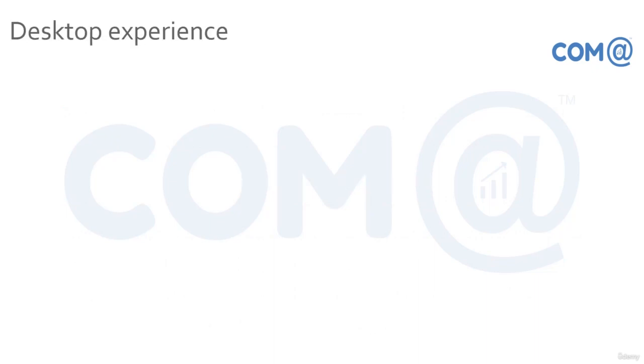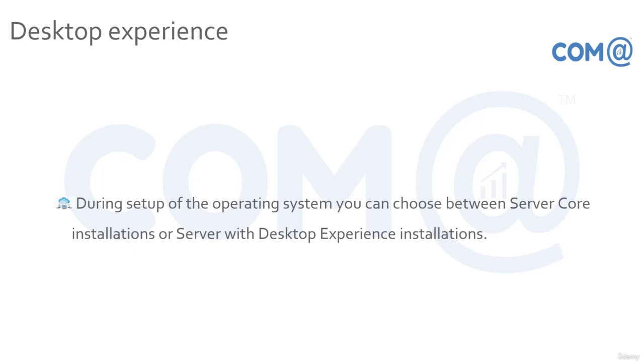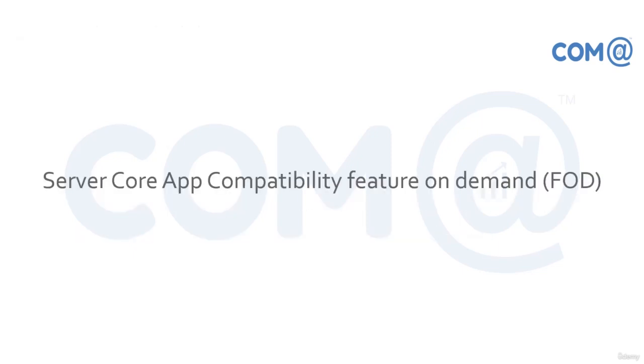And the other feature is the desktop experience. In Windows Server 2019, while installing the operating system, you can choose either the Core mode installation or the server with desktop experience. Based on your choice, you will get the CLI interface or the desktop environment. When you install Windows Server 2019 with the desktop experience, you will get the full, complete graphical interface where you can install and configure all the roles and manage the servers.